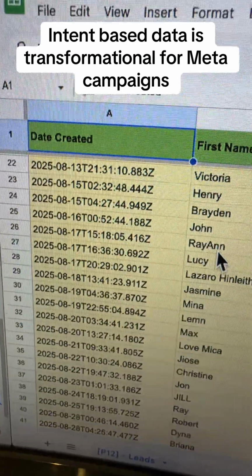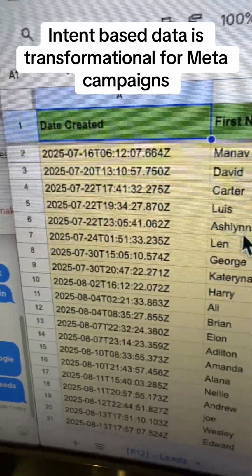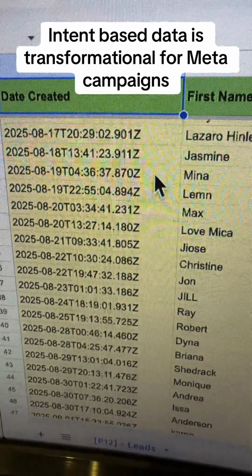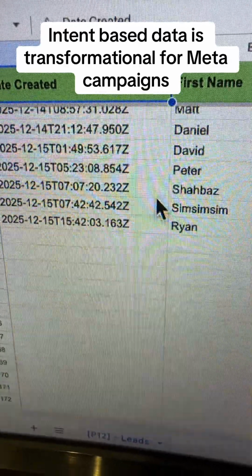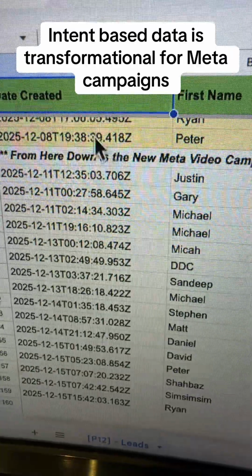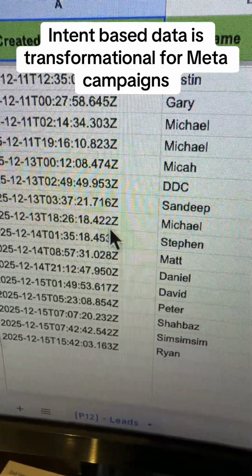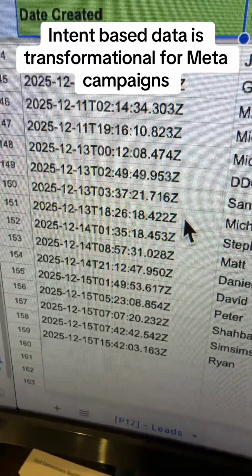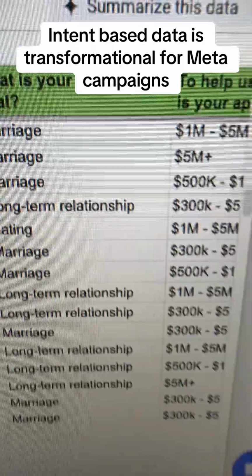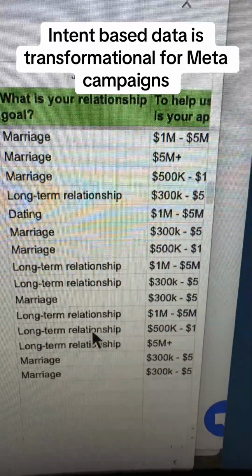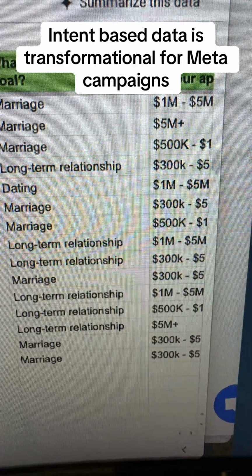I'm not going to show personally identifiable information here, but there's a first name you can see, but these are all the leads that were coming in before. Okay, so then right here, this is where we started targeting with this list. And if you look over here, let me just go over right here, you can see these are the goals of the people. Let me slide this over a little bit.